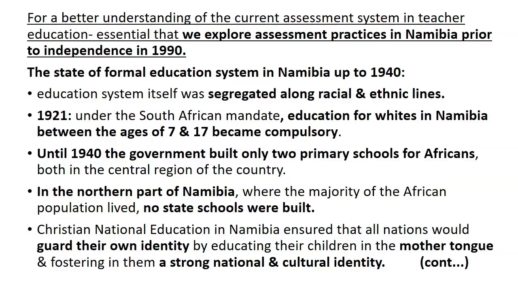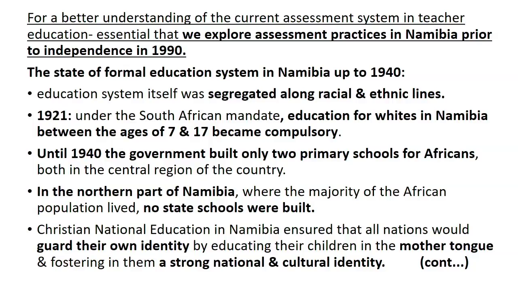In 1921, under the South African mandate, education for whites in Namibia between the ages of 7 and 17 became compulsory. Until 1940, the government built only 2 primary schools for Africans. Both were in the central region of the country. In the northern part of Namibia, where the majority of the African population lived, no state schools were built.